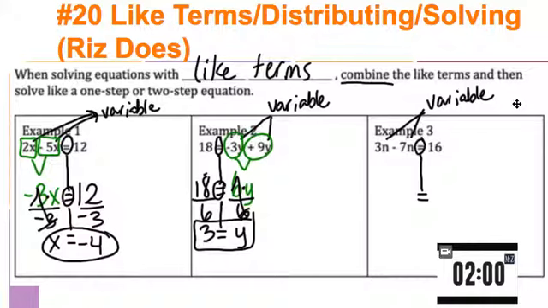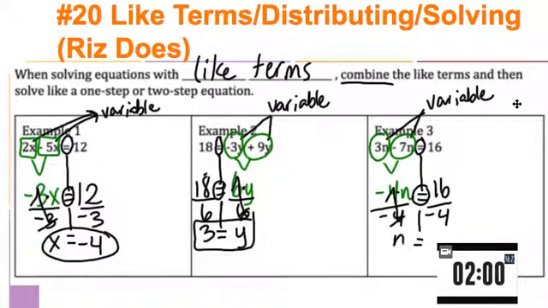I find my like terms, which are 3n and negative 7n. When I combine those, I get a negative 4n, which is equal to 16. This means that I'm multiplying negative 4 by n, so I'm going to use the inverse operation, which is division, and divide by negative 4. Divide negative 4, that creates 1n, which is equal to negative 4.